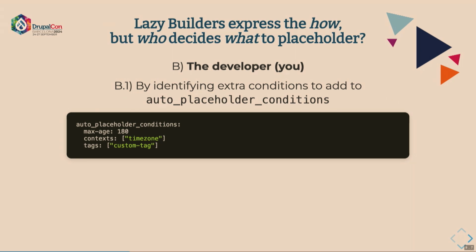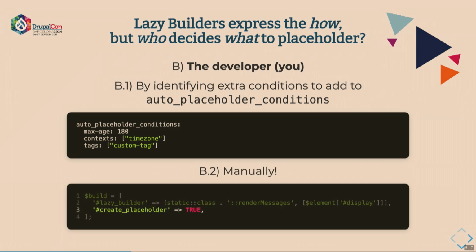The second source of placeholders is you, because you can either identify extra conditions to add to these auto placeholder conditions. You can introduce your context, your tags. You can change the max age in order to affect different parts of your page. Or you can even manually indicate that you want a placeholder, okay? If you put in a render array a lazy builder, because remember, we need two things, if you put a lazy builder and the create placeholder set to true, this will create a placeholder for you no matter what are the auto placeholder conditions.